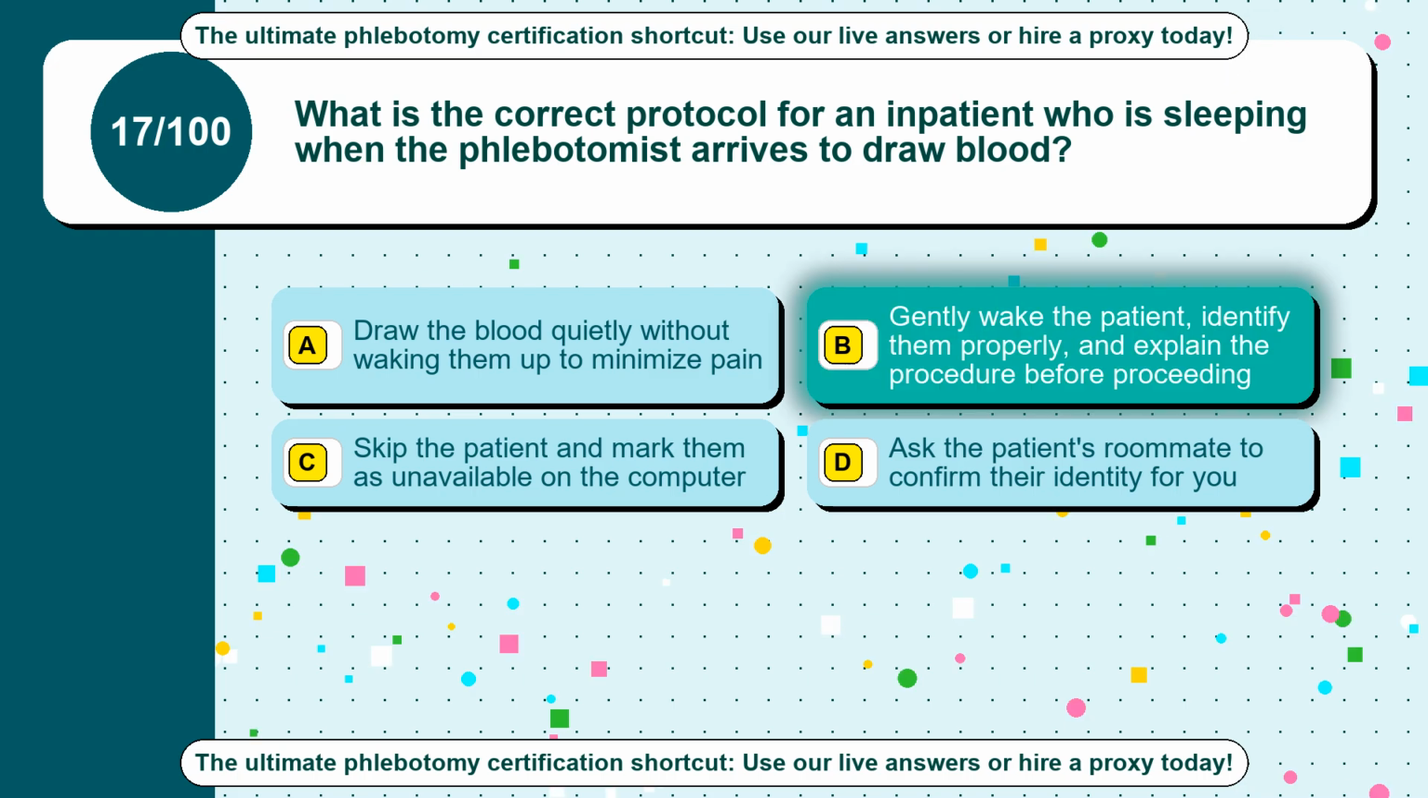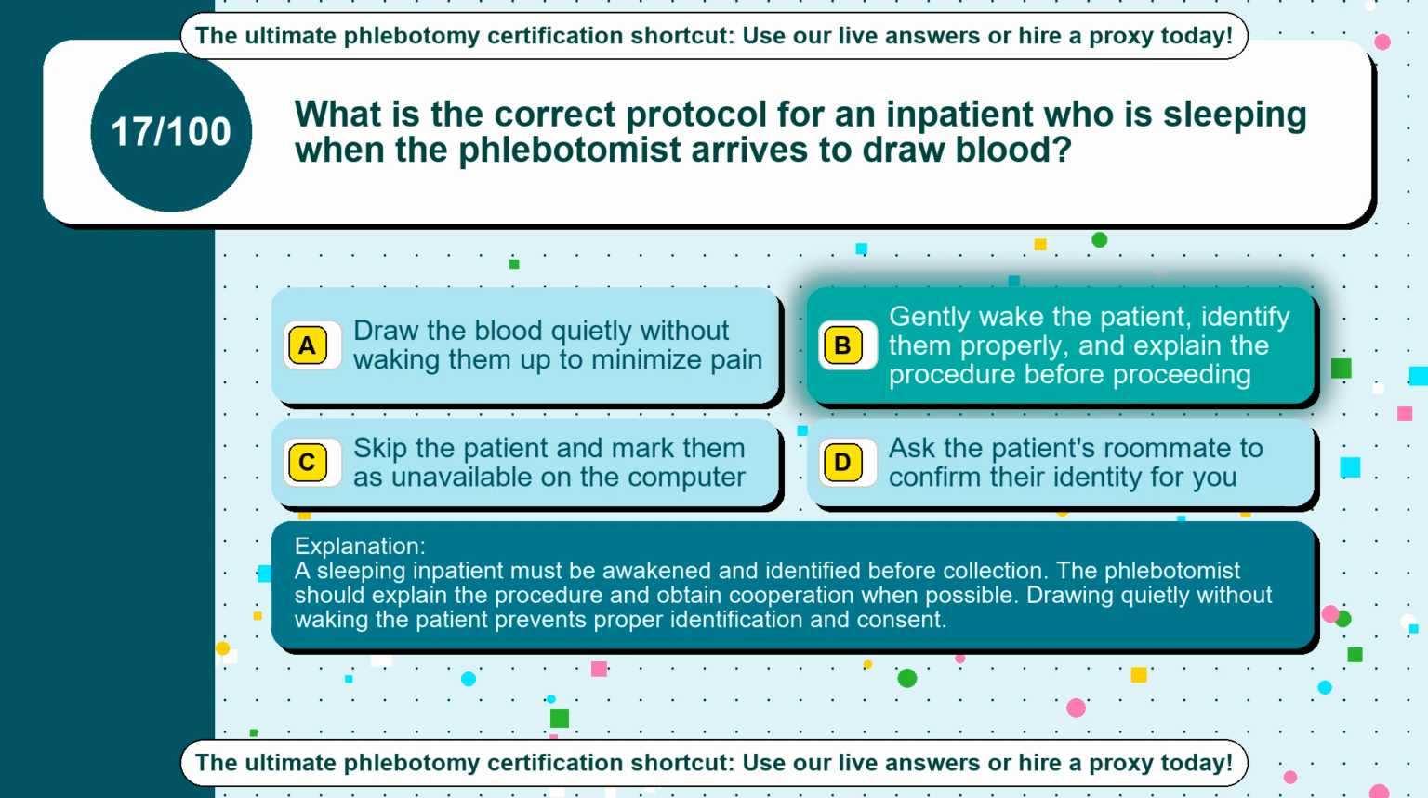The correct answer is option B. Gently wake the patient, identify them properly, and explain the procedure before proceeding. A sleeping inpatient must be awakened and identified before collection. The phlebotomist should explain the procedure and obtain cooperation when possible. Drawing quietly without waking the patient prevents proper identification and consent.